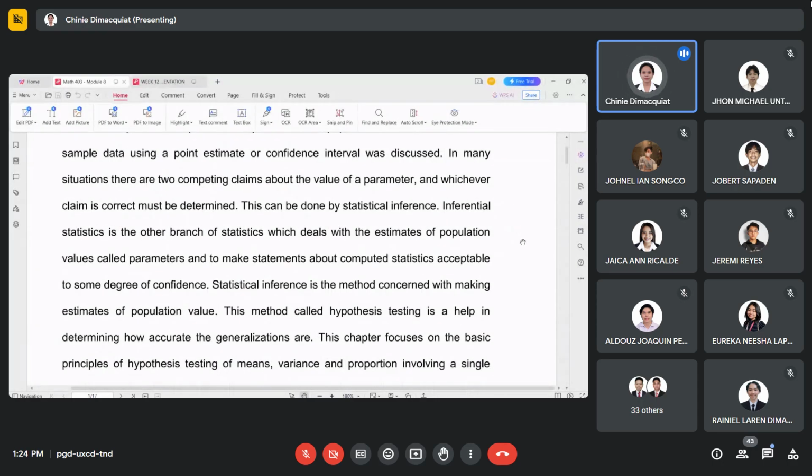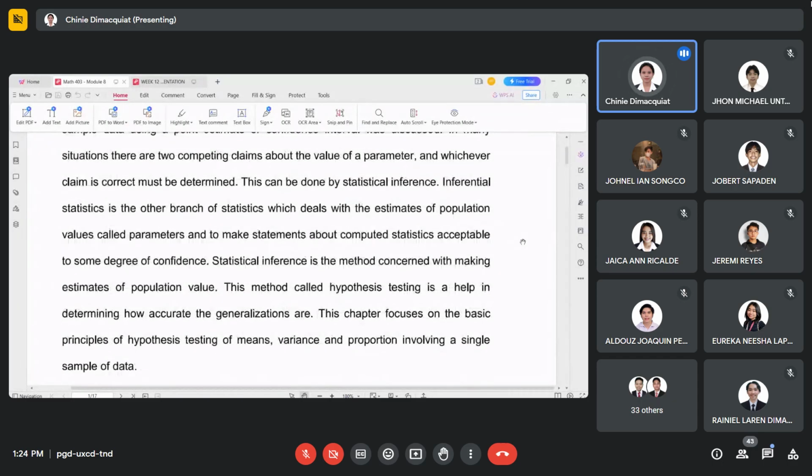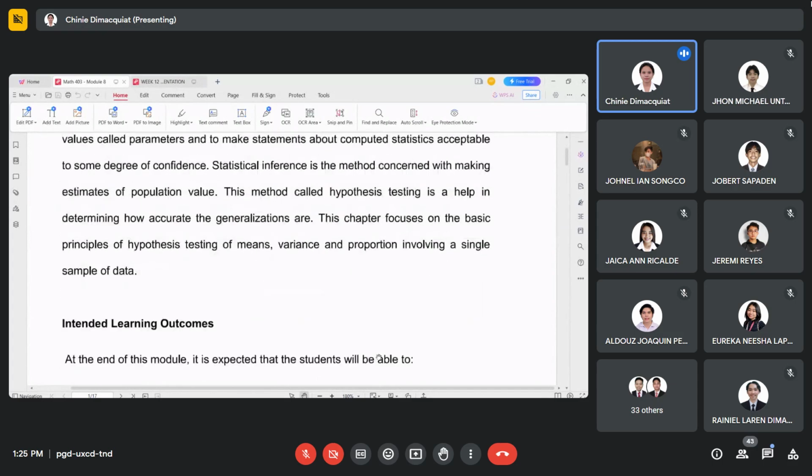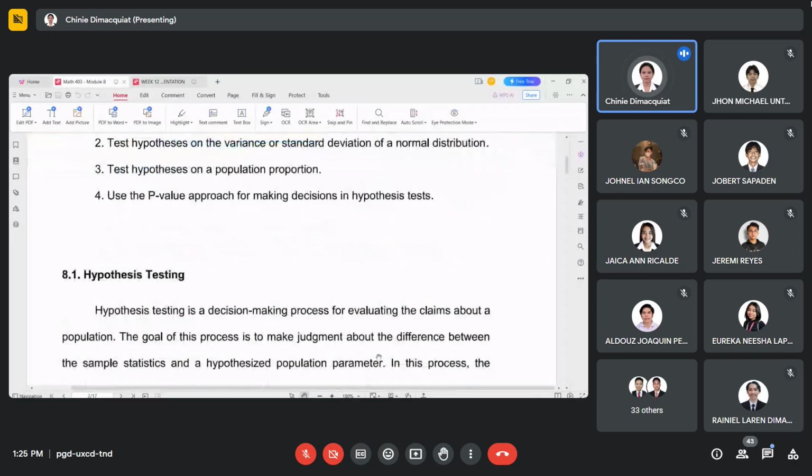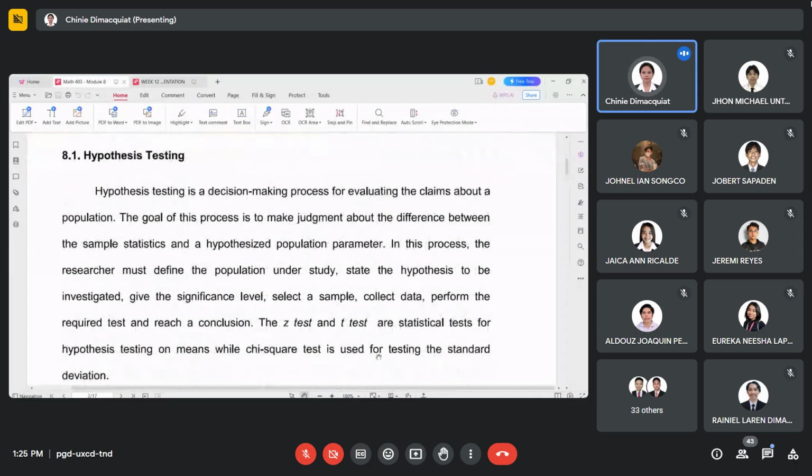So this chapter focuses on the basic principles of hypothesis testing of means, variance, and proportion involving a single sample of data. So, ang magiging topic natin ay ililimit natin kay means and variance. So, hindi natin i-discuss si proportion. Okay, so dito ay magkakaroon po tayo ng conclusion upon doing our hypothesis testing.